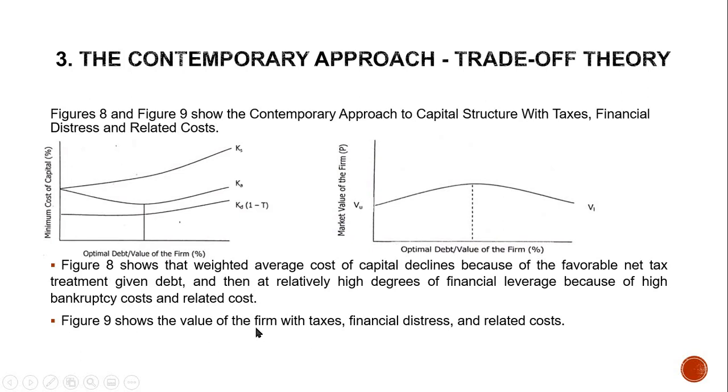And in figure 9, it shows the value of the firm with taxes, financial distress, and related costs. So at this point, together with the point here, kung asa mas pinakagamay sa weighted average cost of capital, the market value of the firm will also be at its peak or highest. Pero the more nga manghiram kag kwarta or mag-increase yung financial leverage mo, there will now be an increasing threat of bankruptcy cost and related cost. So tataas yung ating weighted average cost of capital. That's why the market value of the firm will also start to what? Decline. Okay?